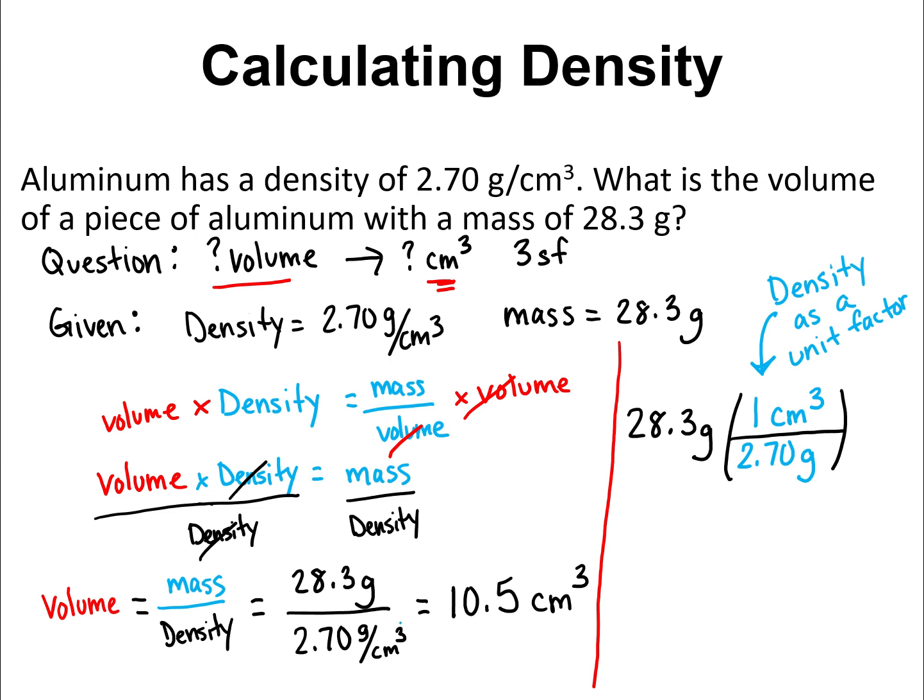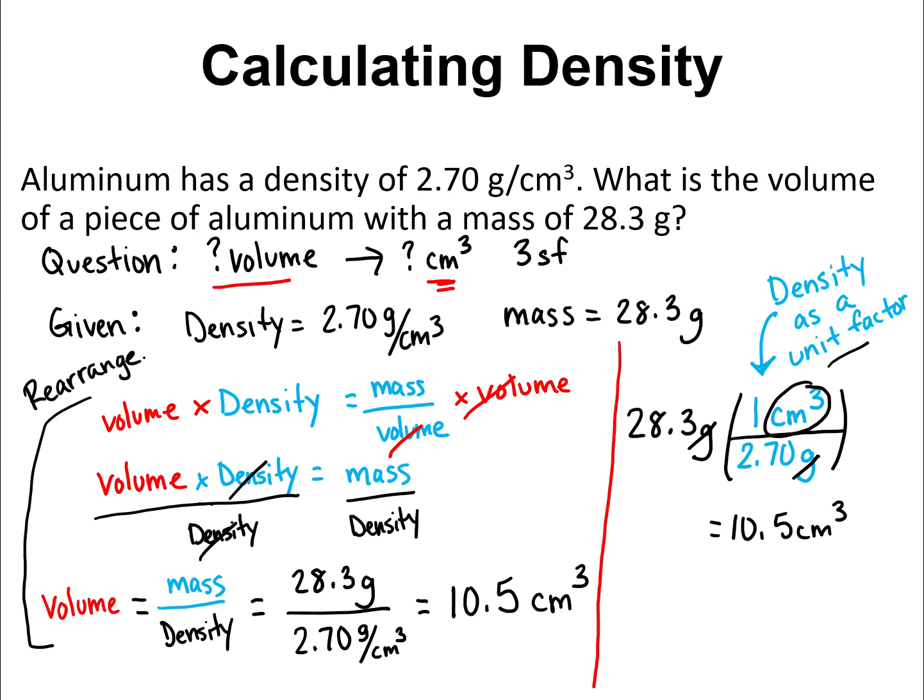And that's exactly what we did with our math. We just didn't write it this way. So it's the same thing. And you can see how the units work out. Whichever way makes sense to you, whether it's writing the density as a unit factor or doing the algebra to rearrange the equation, whichever one makes sense to you is the way that you use. So talk to me. How do we feel about this problem?